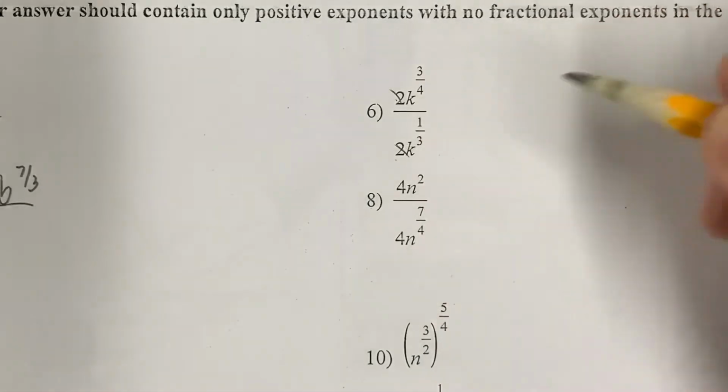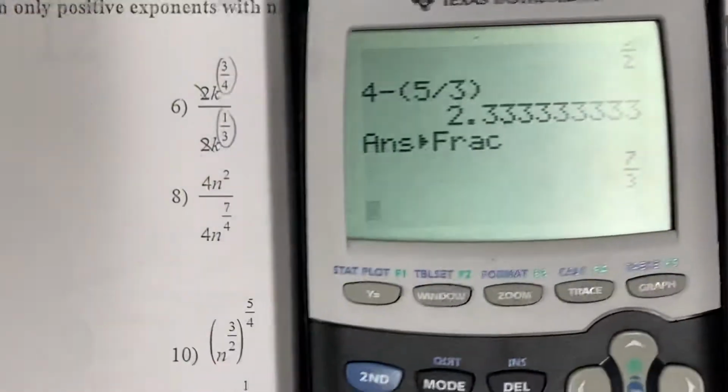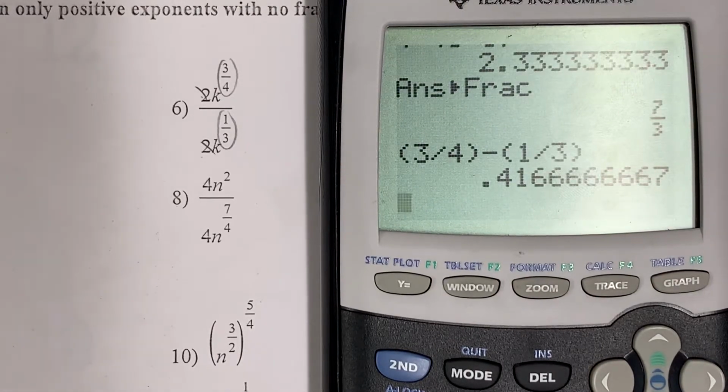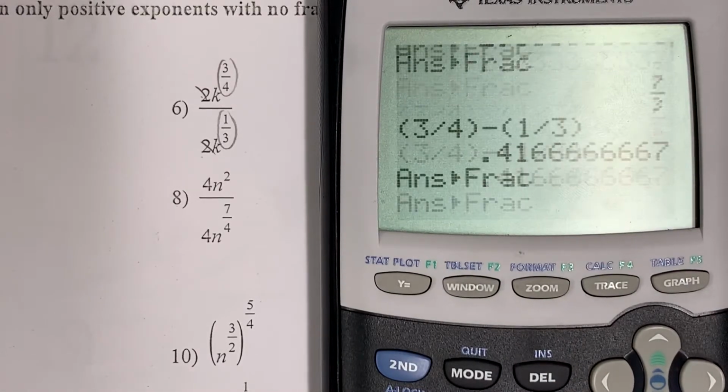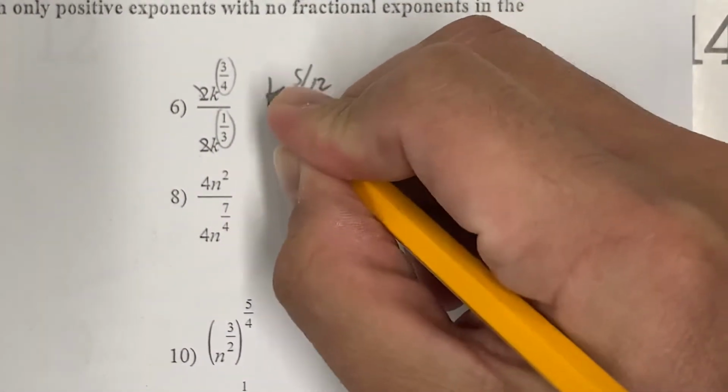Okay. For number 6, do the same thing. 2 divided by 2 is canceled. You subtract 3/4 and 1/3. So again, use your calculator here. Parenthesis 3 divided by 4, close. Minus parenthesis 1 divided by 3, close. I would like to ask you to double check your calculator when working on this one, because if you miss the parenthesis or the sign, everything messes up, and I hate for you guys to get a deduction for not double checking your work. So math frac, enter, 5 over 12. So this will be K, 5 over 12 there.